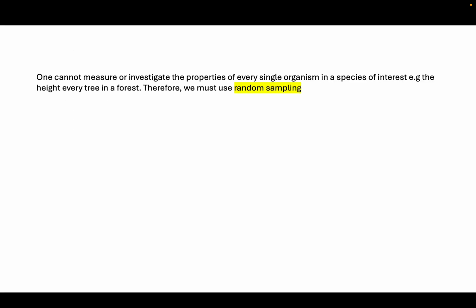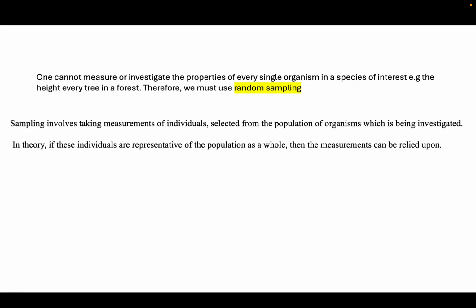The first thing to know is that it's very, very hard to measure or investigate the properties of every single organism in a species of interest. So if you're looking at a forest, it's hard to find the height of every single tree. This is why we use random sampling. Sampling involves taking measurements of individuals selected from the population of organisms that is being investigated. If they're representative of the population as a whole, then we can say that the measurements can be relied upon and our results and conclusions are probably reliable as well.